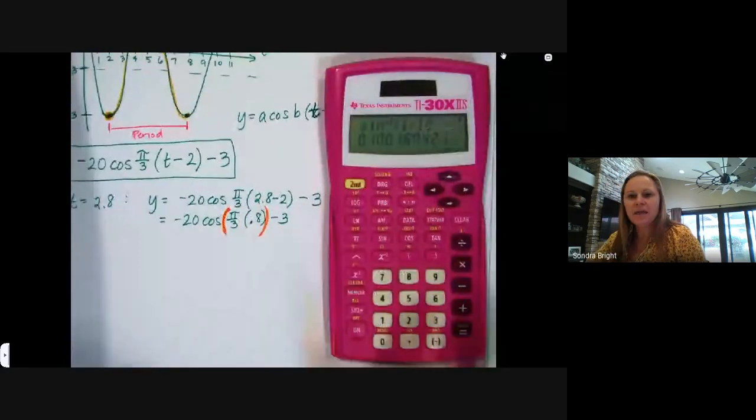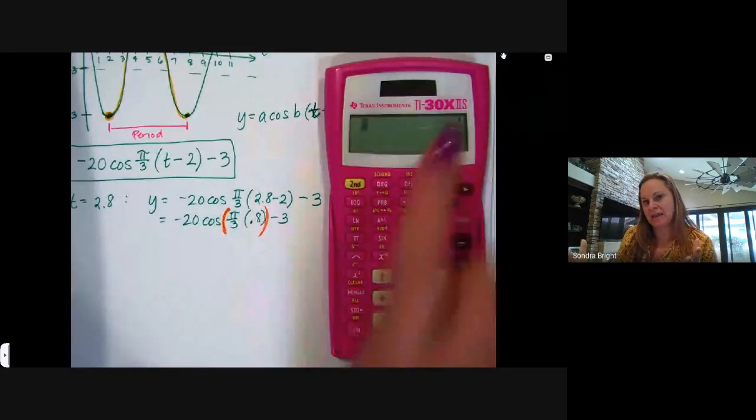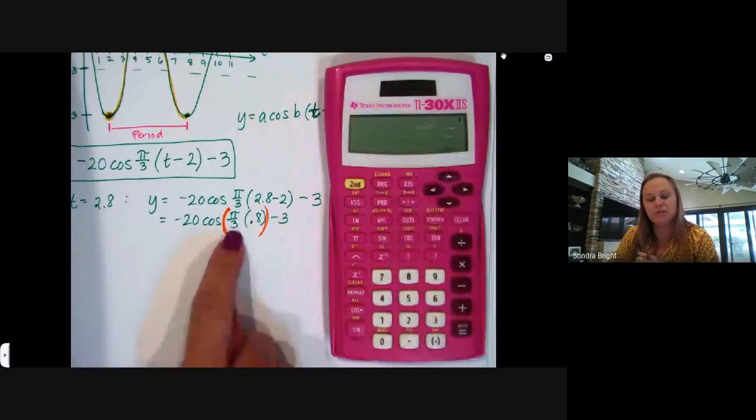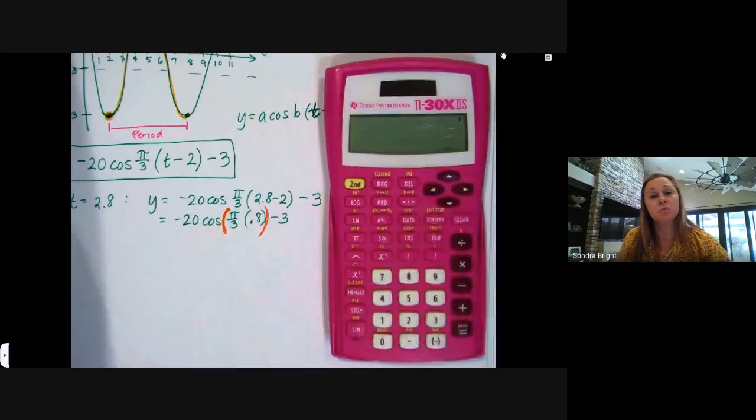I am in what mode right now? Rad mode. I need to be in radian mode. There were no degree symbols in any of this problem. They didn't give it to us in degrees. They gave it to us in time. So radian mode is what you will be in for this. If there's not a degree symbol, it is radians.